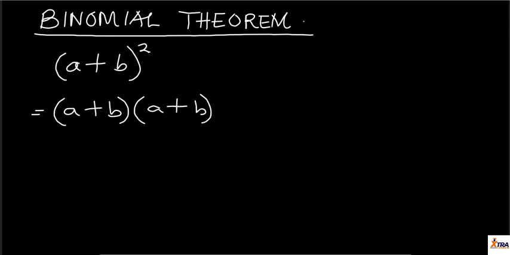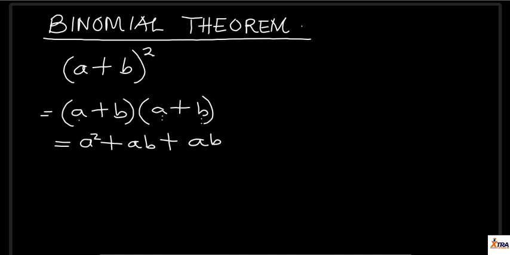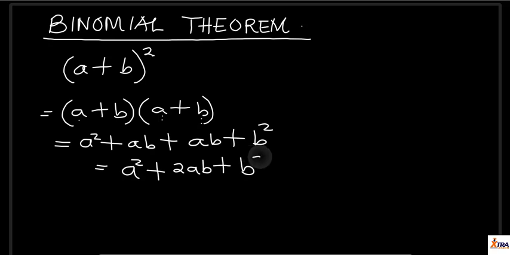Then we'll be expanding in such a way that we'll be taking the first value here to multiply both of them. The same thing with this one to multiply both of them. They will have a times a, a square, a times b, ab, b times a, ab, and then b times b, b square. Summing this up together and collecting like terms, we have a square plus 2ab plus b square.